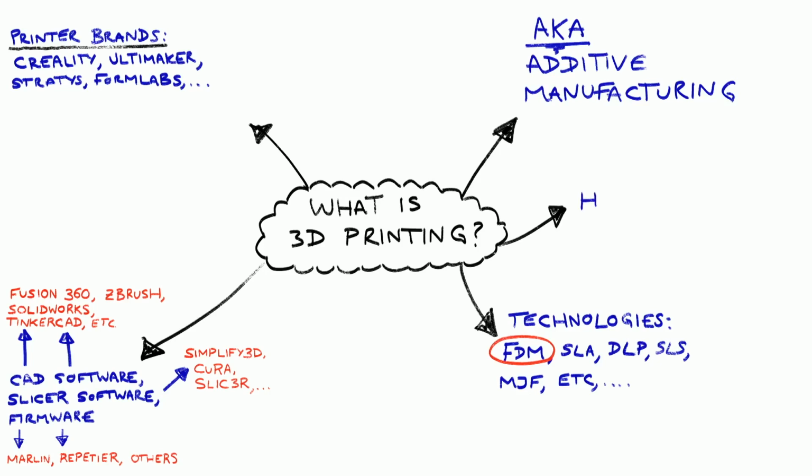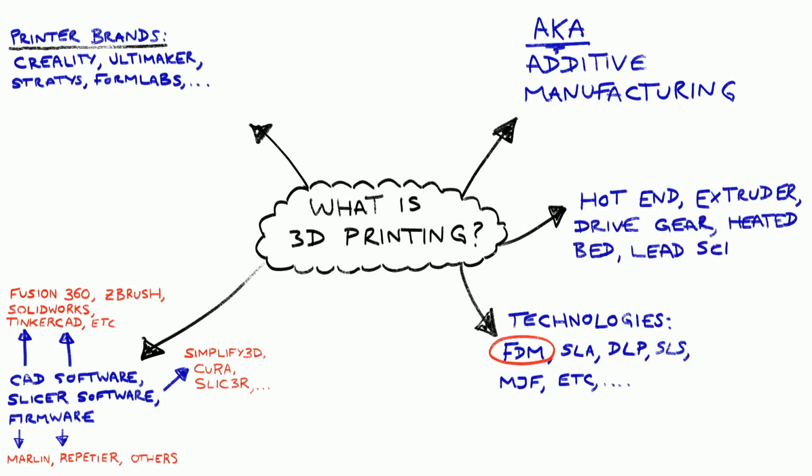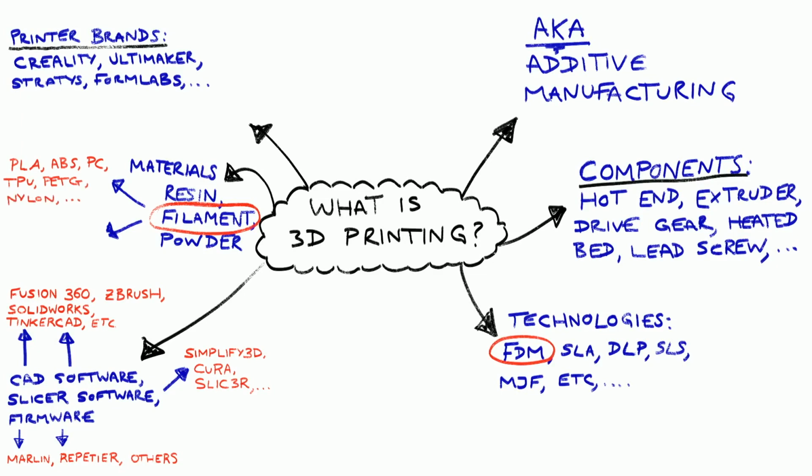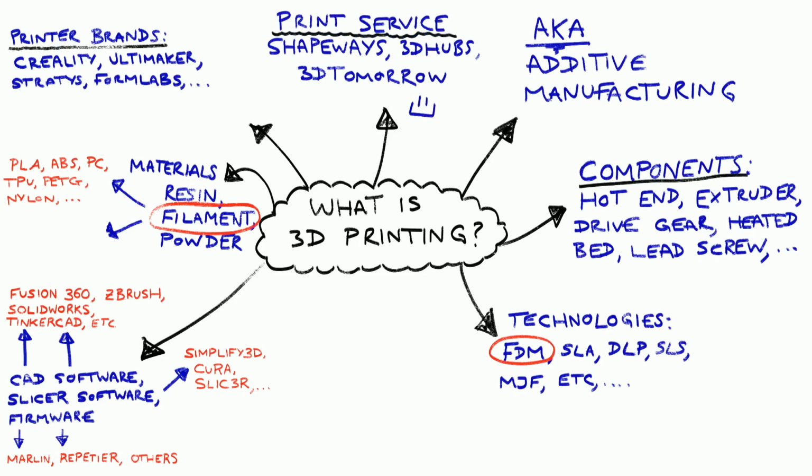A 3D printer is of course made up of multiple components, and I will discuss some of these later in the video with an example. And a printer requires material in order to produce an end product. Filament is what is used for FDM printing, and there are a wide range of materials available, each with varying properties. If you don't have a 3D printer, you can still get files made via a 3D printing service. Shapeways, 3D Hubs, and of course 3D Tomorrow are some examples.